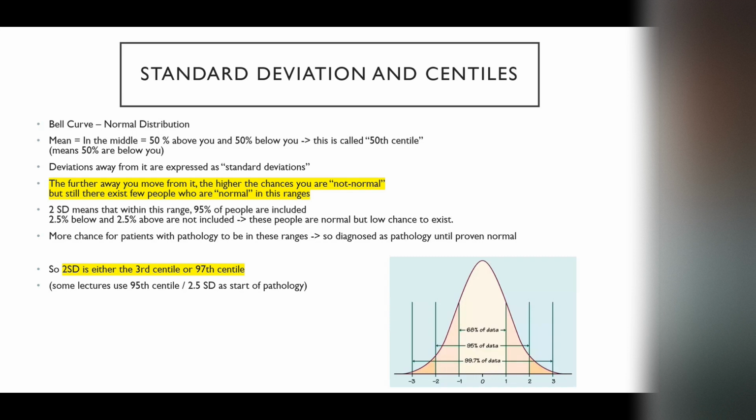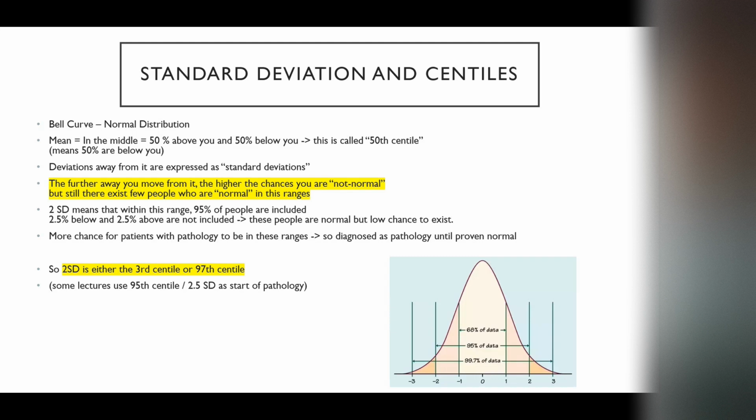So if we are here, for example, on number 2, I'm on the 3rd centile. It means that 3% of people are below me, so shorter than me, and 97% of people are above me, so higher than me, okay? So the centile means where am I standing on this line. And remember that the middle is 50%. So the mean, 50% above you, 50% below you.